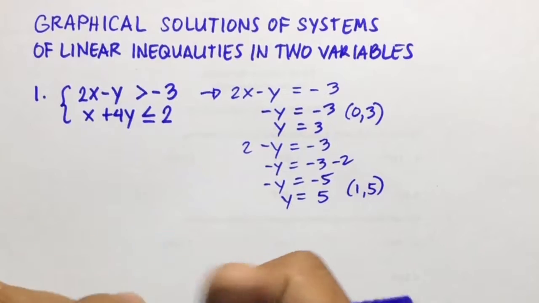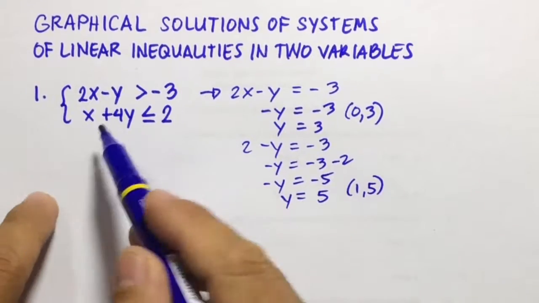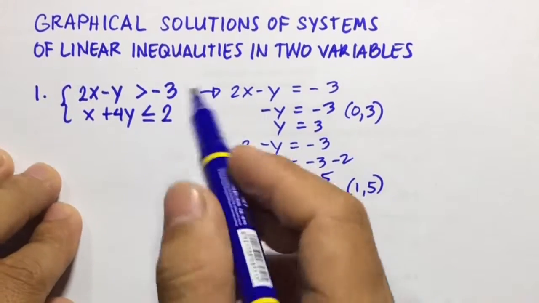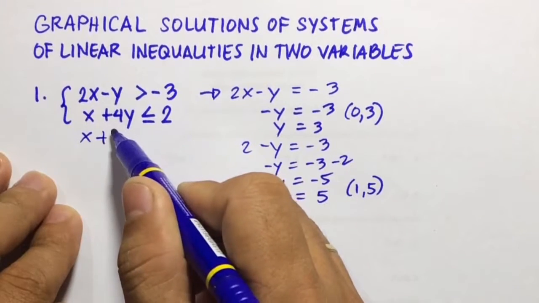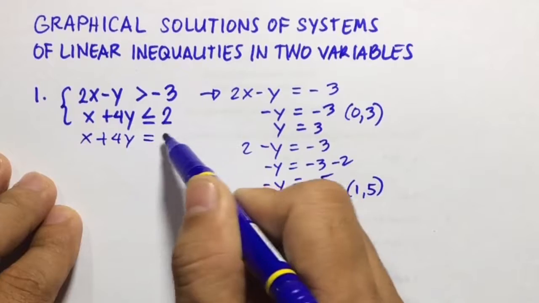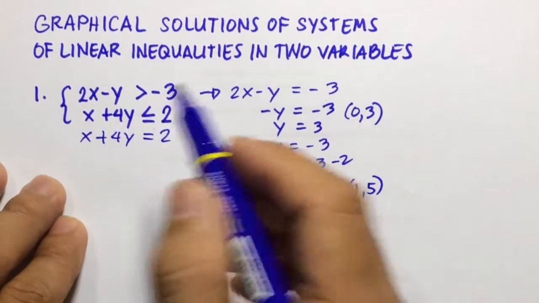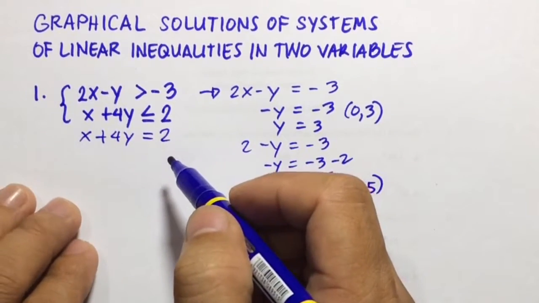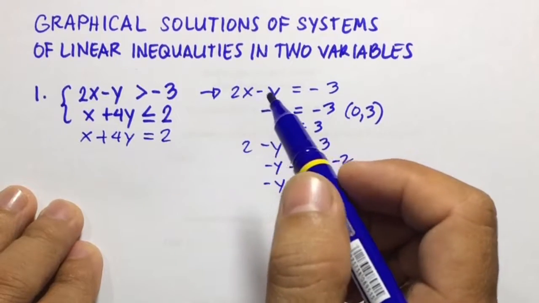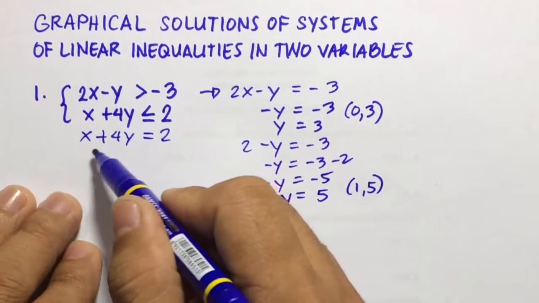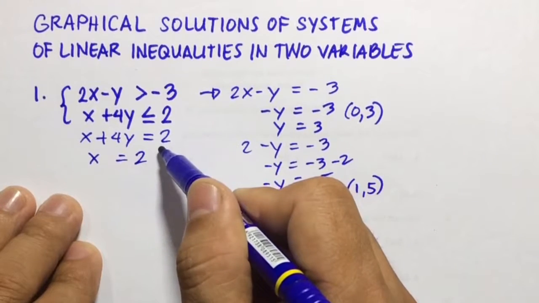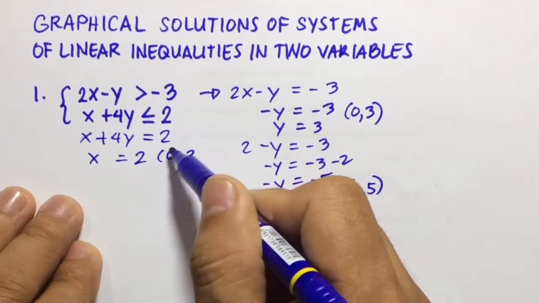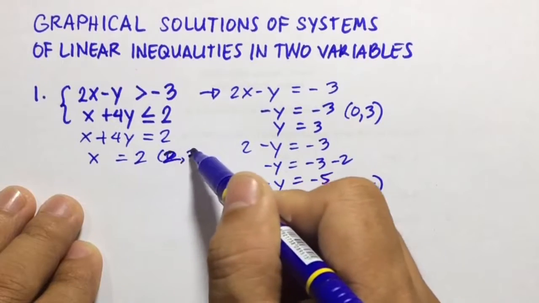Then for the second inequality, we have x plus 4y less than or equal to 2. So we're going to change that to an equal sign: x plus 4y equals 2. Then if we let y equals 0, we're going to have x equals 2. So the first point in the second inequality is (2, 0).